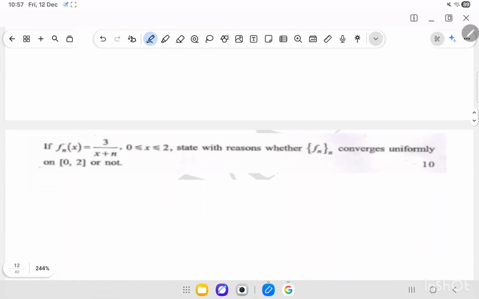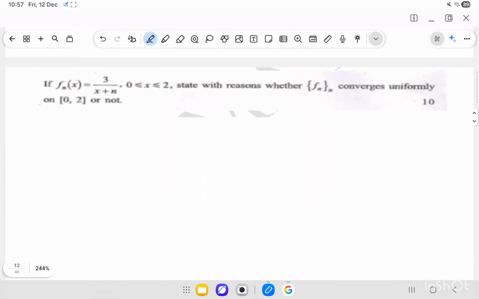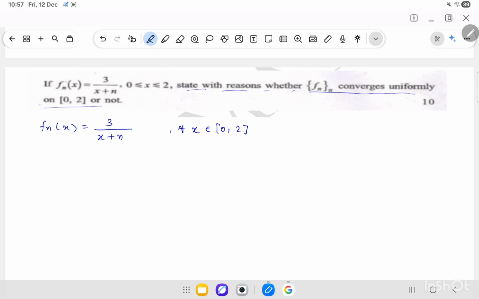Let's move on to discuss the next question. So the next question is f_n(x) is given to us as 3/(x+n) for all x belonging to the closed interval [0, 2], and we are supposed to state with reasons whether f_n(x) converges uniformly to 0 or not. So we are supposed to evaluate whether it is uniformly convergent in the closed interval [0, 2] or not.